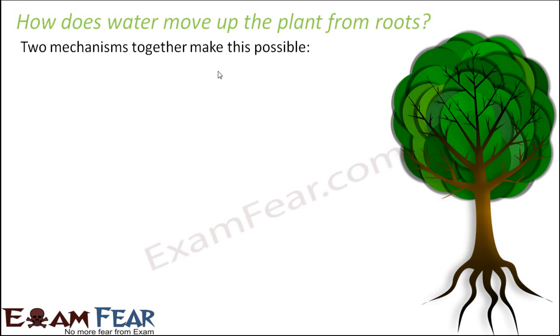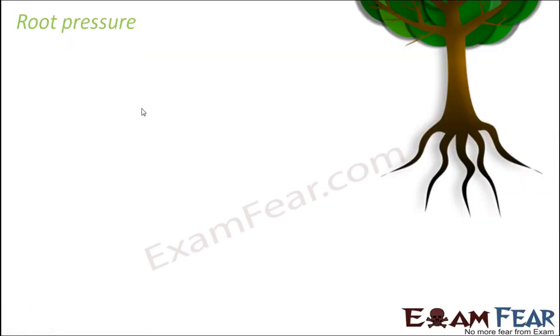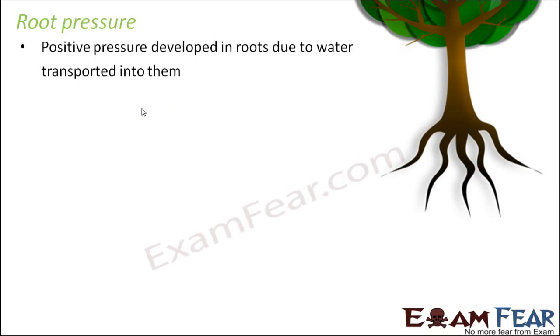There are two mechanisms which together make this possible. First is root pressure and the second is transpiration pull. These two together help water move in the upward direction against the gravitational pull. Now we will talk about root pressure and transpiration pull in detail, one by one. So let us start our discussion with root pressure. So what is root pressure?